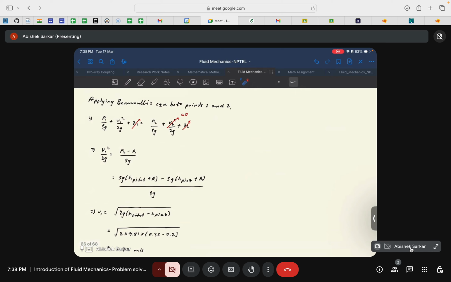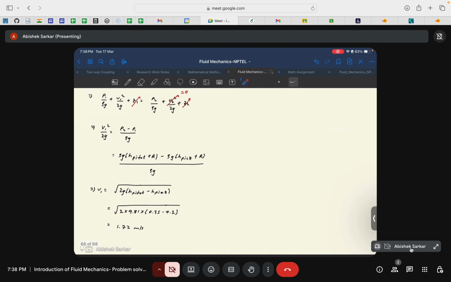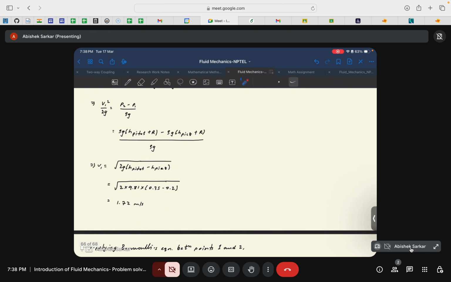So we have rho g times (H pitot plus R) minus rho g times (H piezometric plus R), if R is the diameter of the pipe. But R will get cancelled out in both the cases. Okay, that's again fine. So you can easily tell V1 to be equal to square root of 2g times (H pitot minus H piezometric). Again, just be consistent in the units because the pressure heads are in centimeter. Just convert it into meter to get the correct answer. So you will get V1 as square root of 2 times 9.81 times (0.35 minus 0.2), or V1 to be 1.72 meter per second.